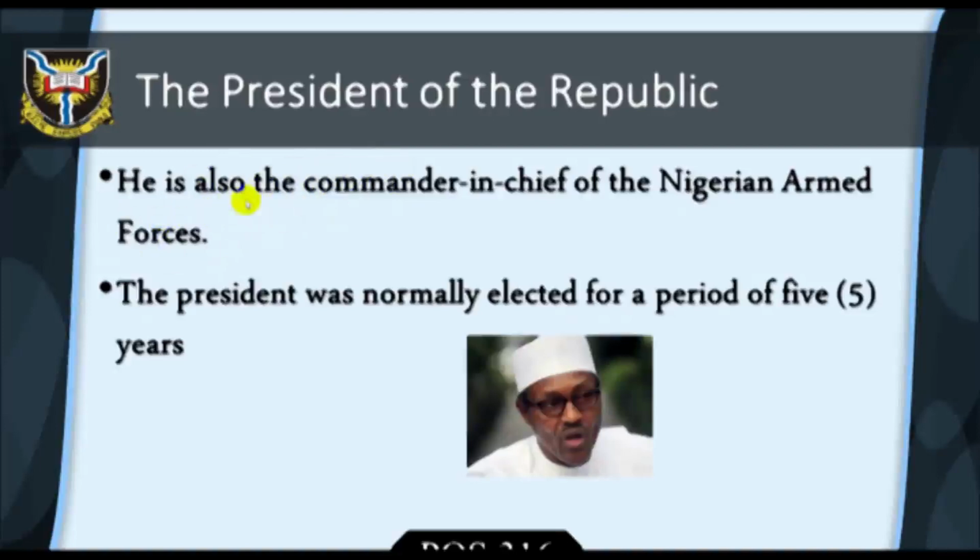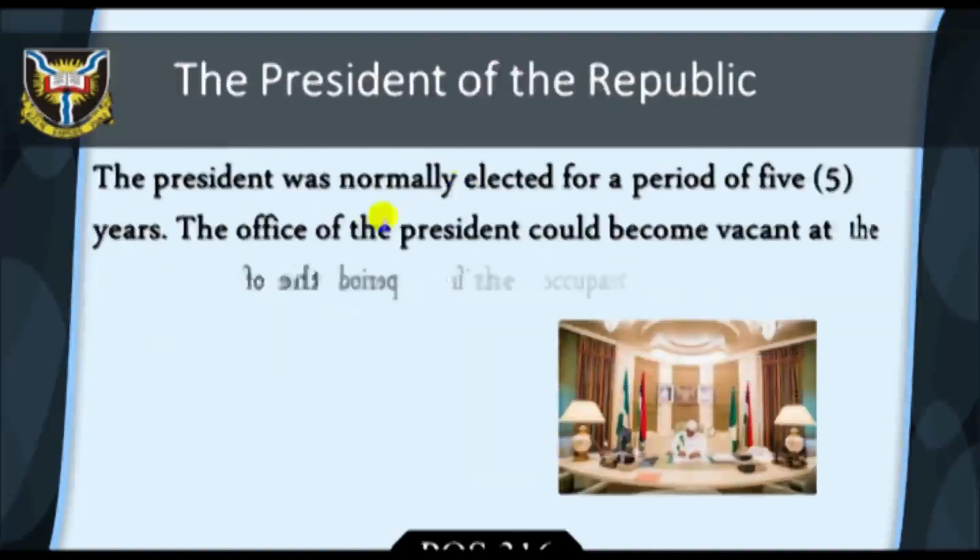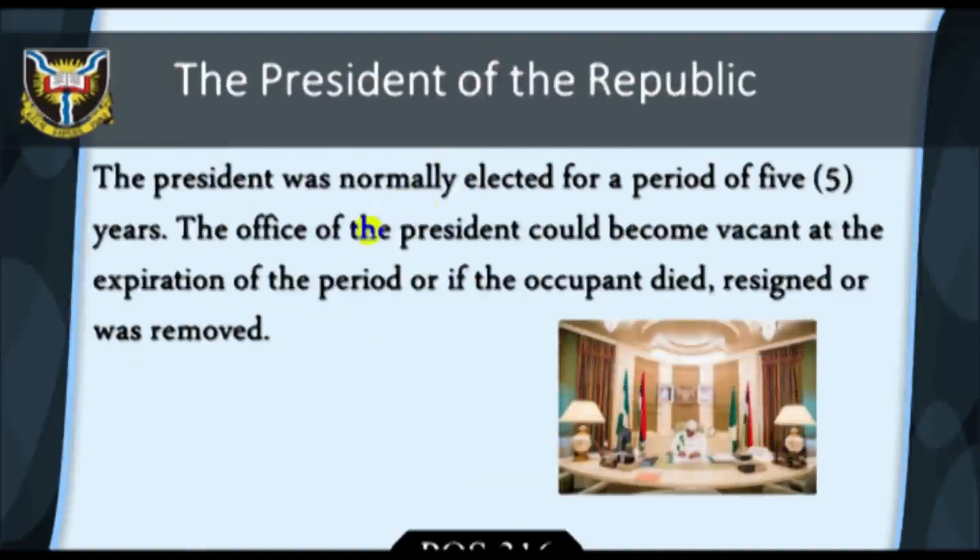The president was normally elected for a period of 5 years. The office of the president could become vacant at the expiration of the period, or if the occupant died, resigned, or was removed.